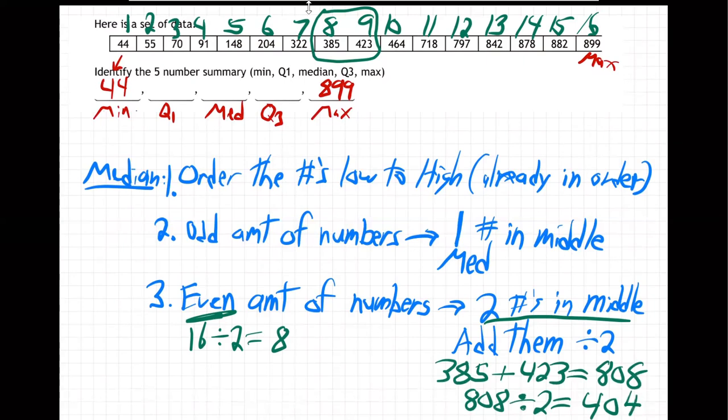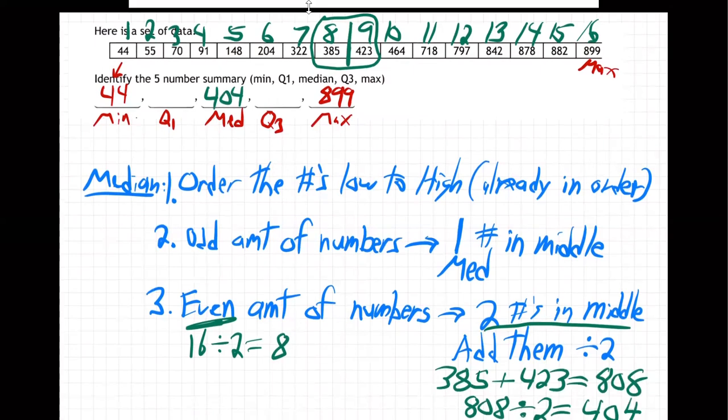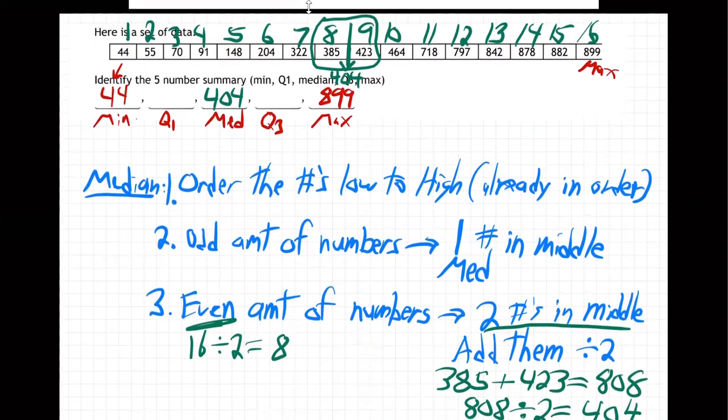404. So that is the median. 404. It's right here. It's right in the middle of 385 and 423. So that's the median. Median means middle. That's the number in the middle. Okay. So now all we got left is the Q1 and the Q3. How do we find those?